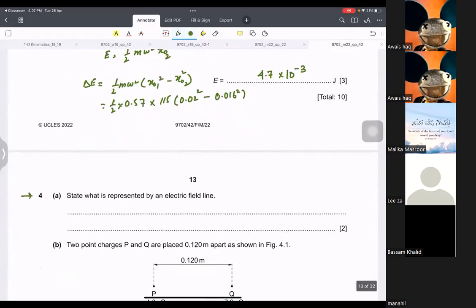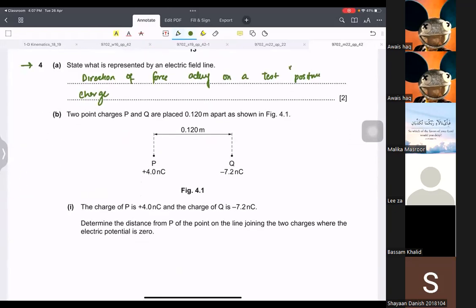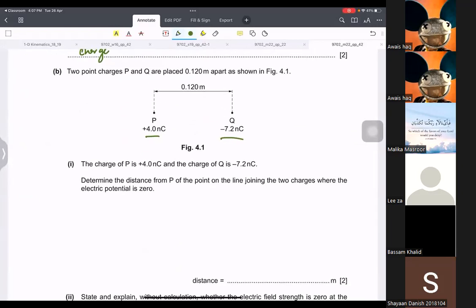Yes, so not done. Okay, so state what is represented by an electric field line. It is always the direction of force acting on a test positive charge. Writing positive charge is necessary. Now, you have one positive, one negative charge. And it says determine the distance p where two charges where electric potential is 0. Fine.